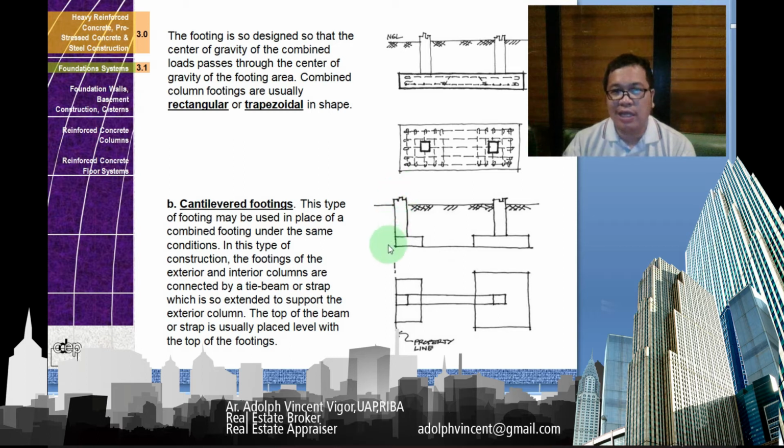This usually happens, class, if you're going to be near the property line, because you cannot encroach the foundation onto the other side, which does not belong to the client that you're engaging with. So if this is the property line of the property that you're building, here you cannot cross to the other side. Hence, you're going to use a cantilevered type of footing.